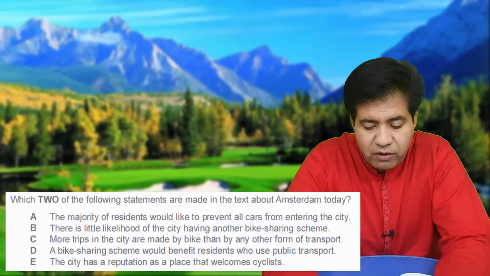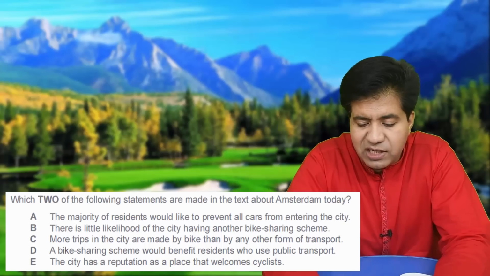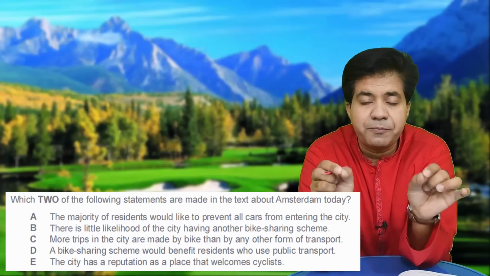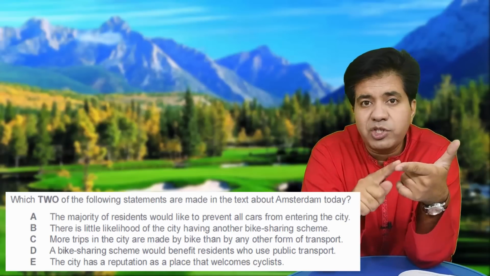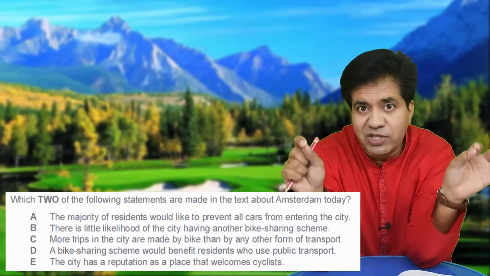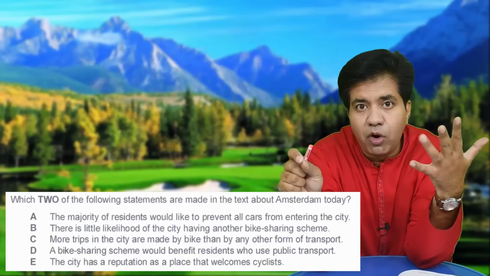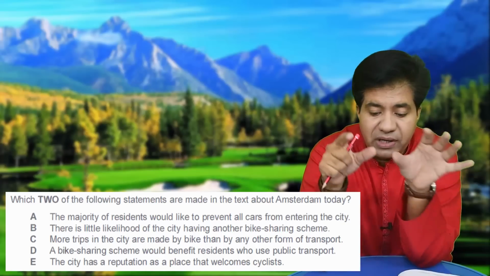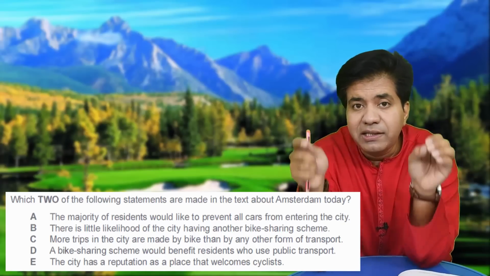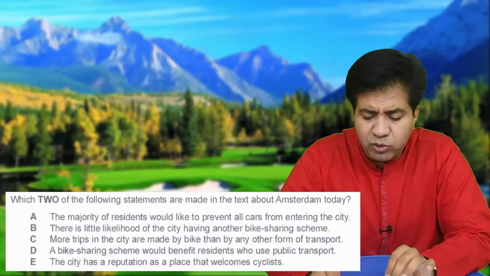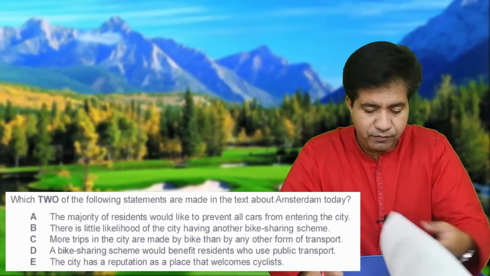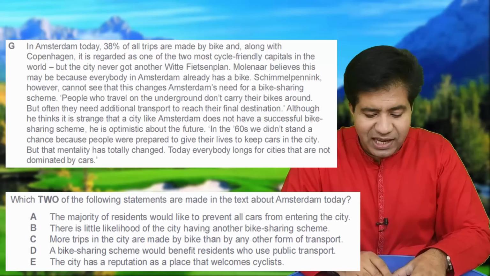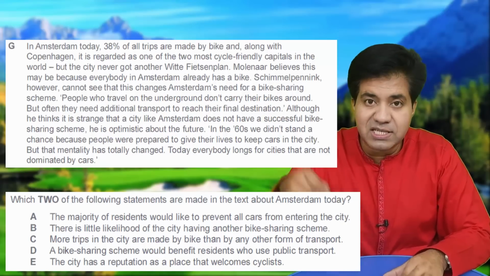Which two of the following statements are made in the text about Amsterdam today? Now just look for the word Amsterdam today. I told you before, for some questions, if the question statement in multiple choice, where out of 5 you got to select 2, does not tell anything, then read the options. But if the question statement tells something, then scan. Now I'm simply going to scan Amsterdam today. Let's see. Last paragraph, Paragraph G. Just see. In Amsterdam today, it means both answers are going to be here.